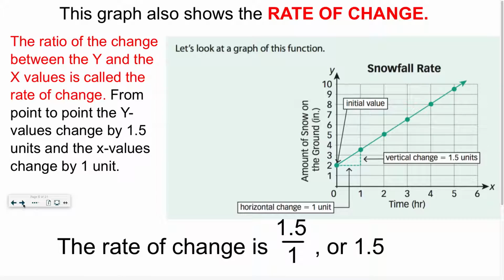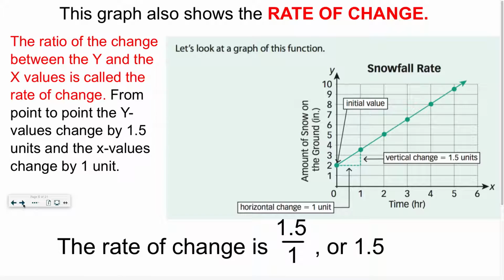So this graph shows the rate of change. That's why I really like the way you said that earlier, Mortimer. You said it's the rate at which the snow is falling. So the ratio of change between y and x values is called the rate of change. From point to point, the y values change by 1.5. We just said that. From point to point, we go up 1.5. And then the x values change by 1. So we're going to go to the right 1, because we know x moves left and right, and we know y moves up and down.